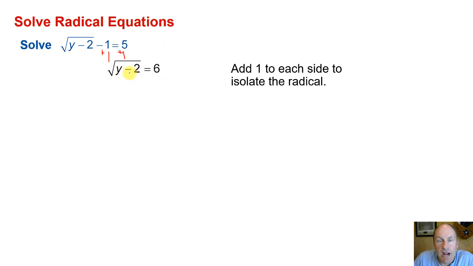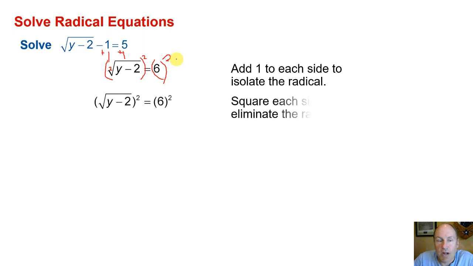Now we've isolated the radical, and we can get rid of the radical, which is, in this case, a square root, by squaring, because those are inverse operations. But of course, in algebra, for what we do to one side, we have to do to both sides. So we get the square root of y minus 2, quantity squared, equals 6 squared.